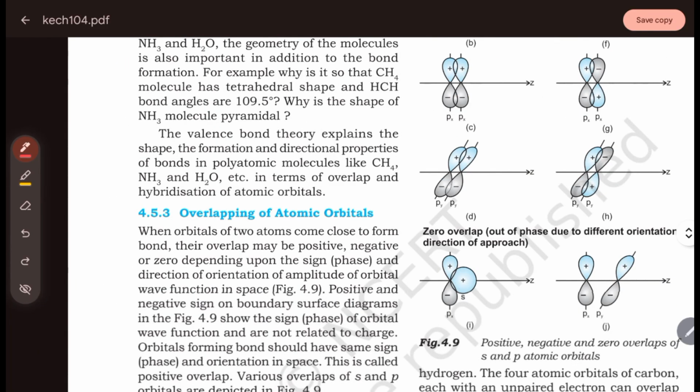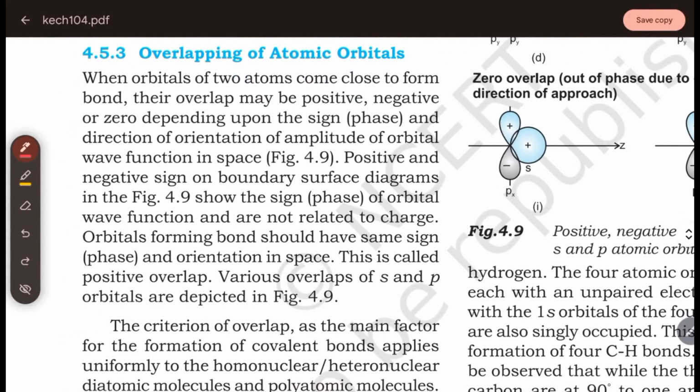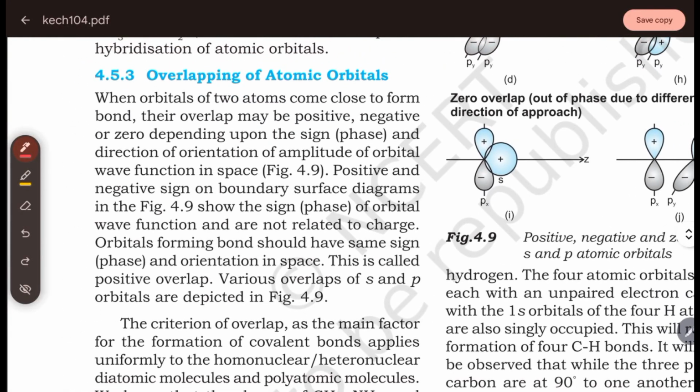They have a definite bond angle. So there occurs directional nature. Directional nature means the tendency of the orbitals to have a particular orientation towards the axis. Now, overlapping of atomic orbitals like s with s, p with p, or s with p.